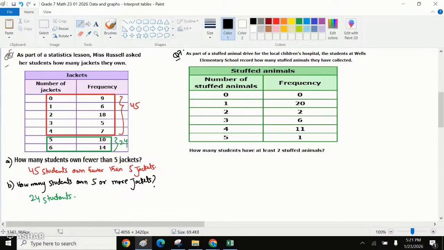Let's see what they exactly are asking us. At least 2, right? At least 2 means it could be 0, it could be 1.